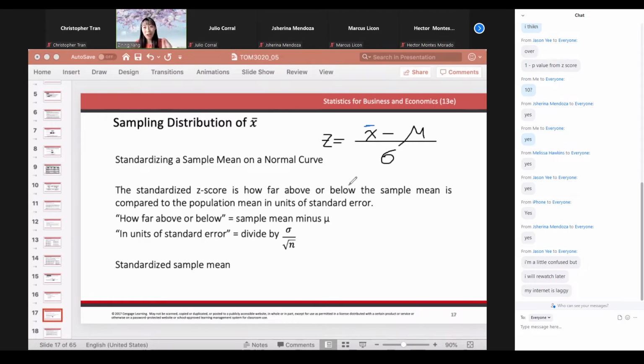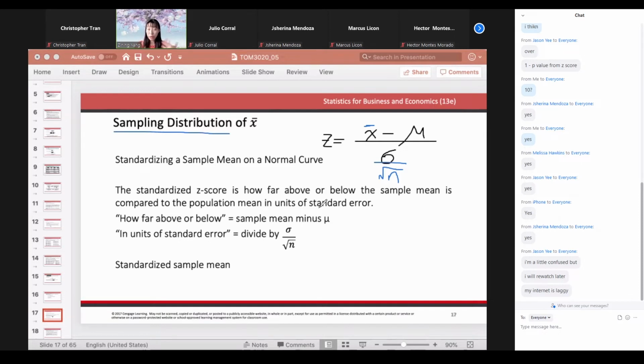So you are saying how far above or below the sample mean is compared to the population, or say compared to the mean of the sample mean, which equals the population mean. So that's in the numerator. Then in units of standard deviation, now it changes to standard error, because we're doing a sampling distribution and the sample size starts to affect how far we deviate. So we change our denominator to sigma divided by square root n. So that's the whole calculation of z-score in a sampling distribution.